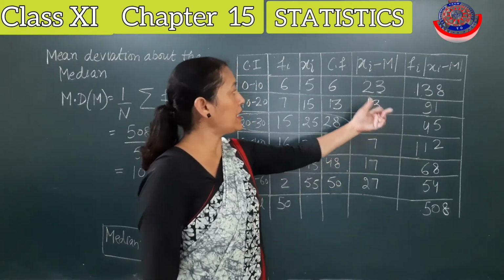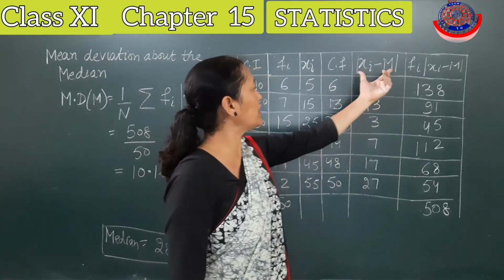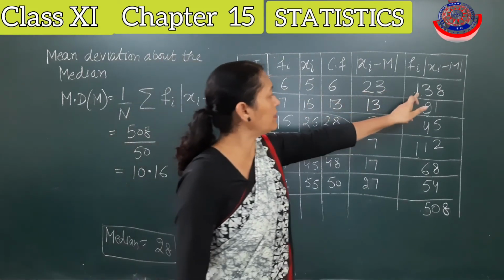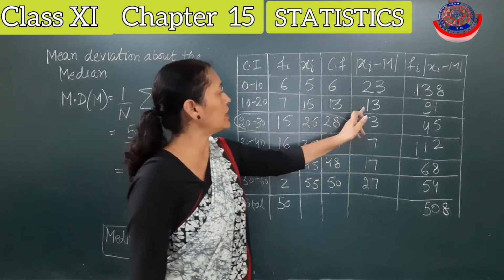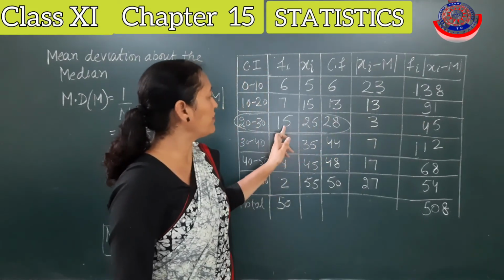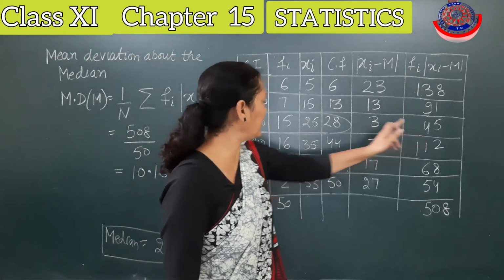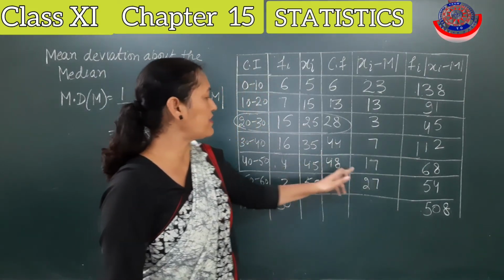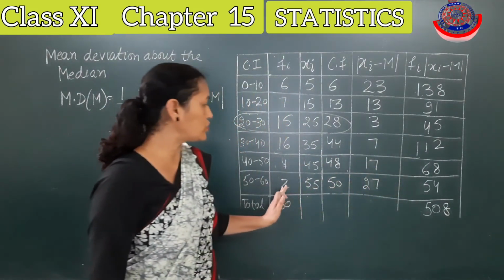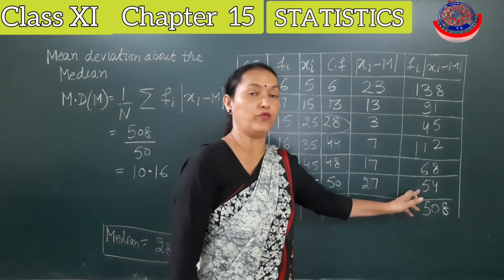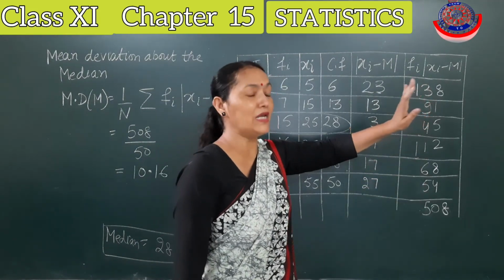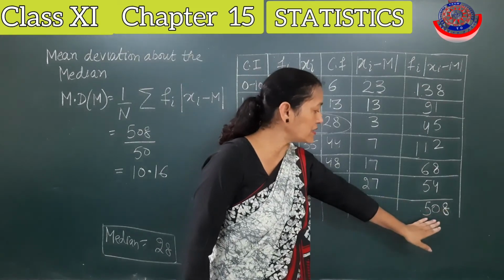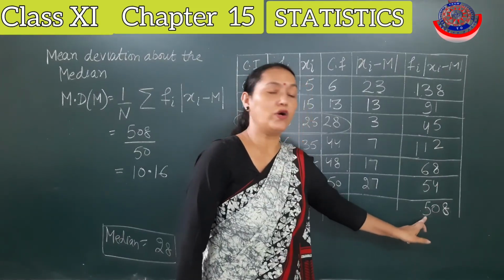Now we will be multiplying all these modulus values with their corresponding frequency. 6 into 23, 138. 7 into 13, 91. 15 into 3, 45. 16 into 7, 112. 4 into 17, 68. 2 into 27, 54. And for calculating mean deviation about median, we need to have total of this. After adding, we got the sum as 508.